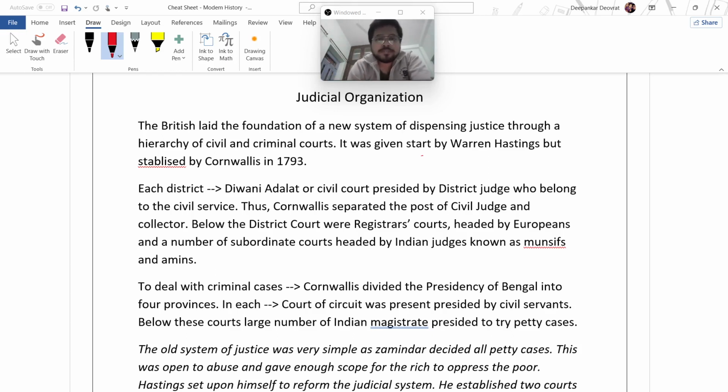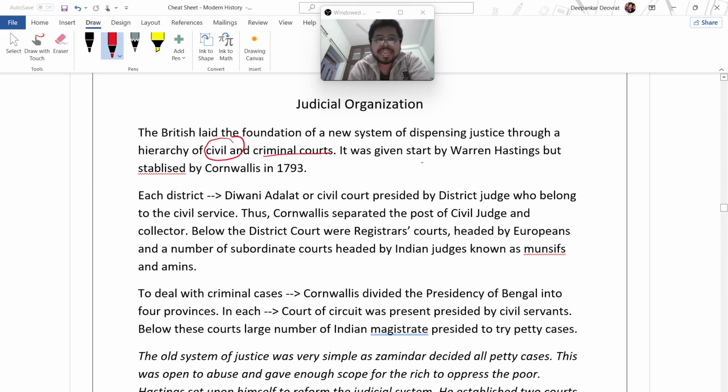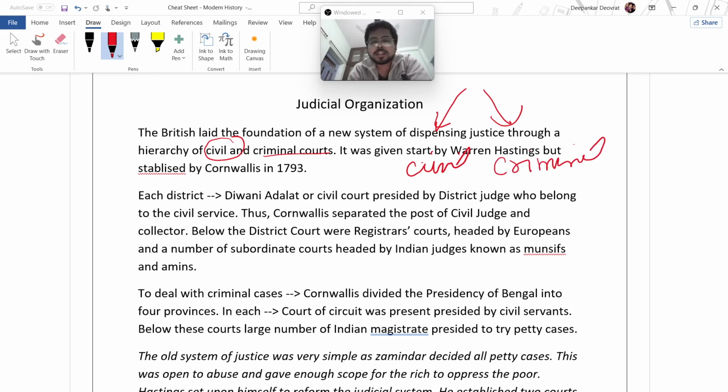So the British laid the foundation of a new system of dispensing justice through a hierarchy of civil and criminal codes. What they have done is divide the court into two things. One was civil, and another was your criminal code. It was started by Warren Hastings, but implemented and established by Cornwallis in 1793.